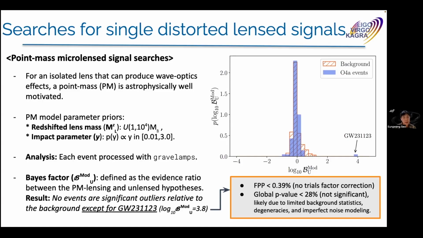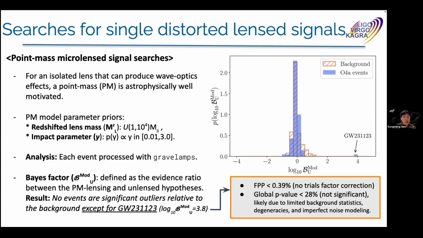Again, we compare the Bayes factor distribution from the observed binary black hole events with that from the lensed background. And as shown in the figure, we do not find any significant outliers except for GW231123. This event has the highest Bayes factor measured to date. And to assess its statistical significance, we compute the false positive probability. So it is defined as the fraction of background events with a higher Bayes factor than this event. In our case, no background events exceed the Bayes factor value of the event.